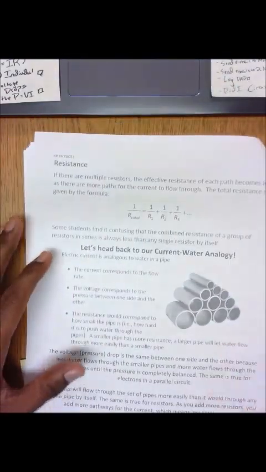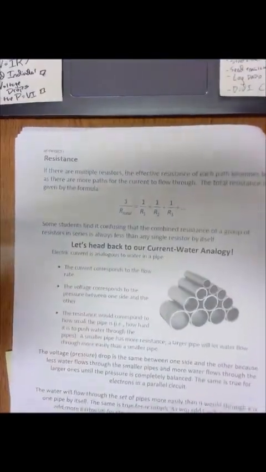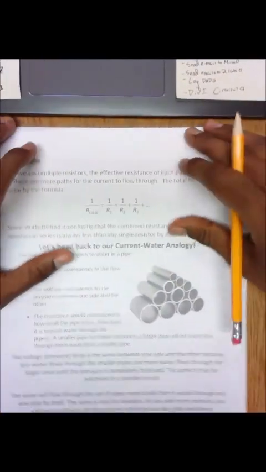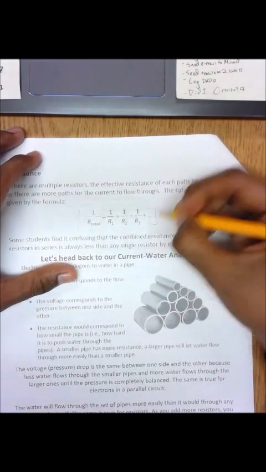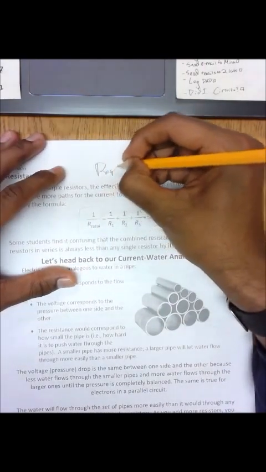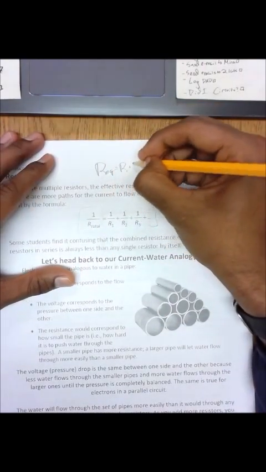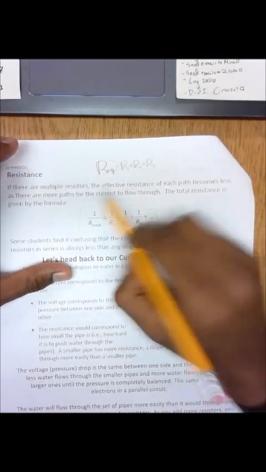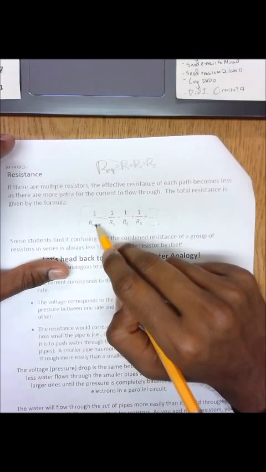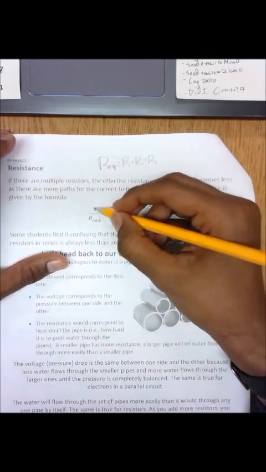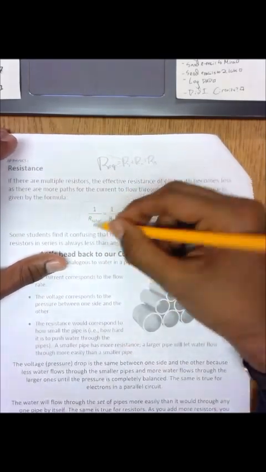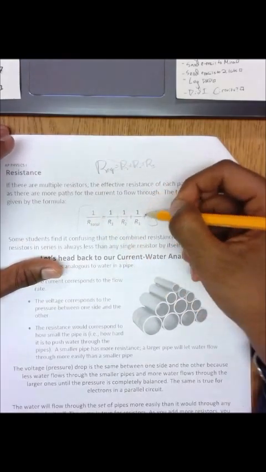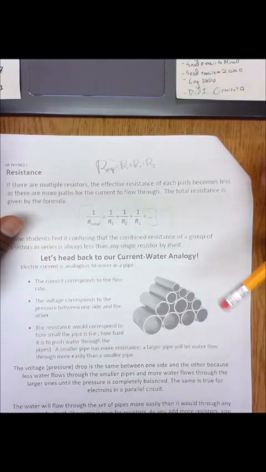Now, when you have resistors in parallel, there's going to be a slightly different rule to find the total resistance. Instead of doing Req, or R total, equal to R1 plus R2 plus R3, you can't do that for parallel circuits. For parallel circuits, we have to use this weird old formula: 1 over the Req is equal to 1 over resistance 1 plus 1 over resistance 2 plus 1 over resistance 3, and so on and so forth.